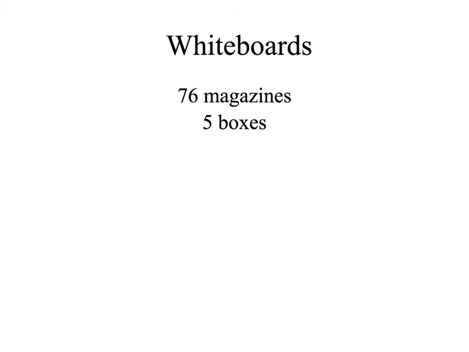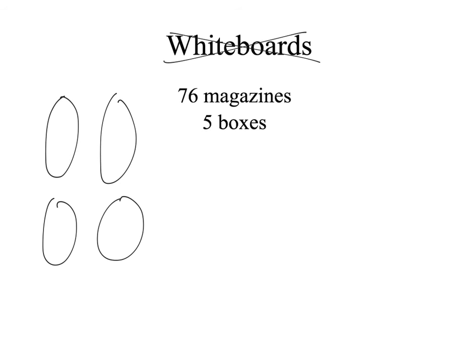So we're going to do this problem. Now obviously it's not going to be on our whiteboards. We're going to put it in our notes. So I have 76 magazines and I'm putting them into 5 boxes. So I could draw a picture. So I could have 5 boxes, 3, 4, 5, and I could look at my number and say, well, there's 7 tens. So how many tens can I put in each box?